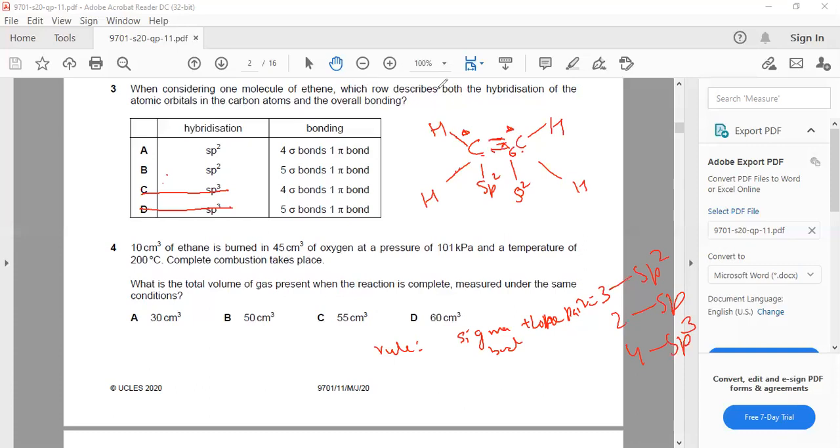Okay, how many sigma bonds are there? One. All single bonds are sigma. 2, 3, 4. In a double bond there is one sigma. 5 sigma bonds and one pi bond. There is one pi bond. 3b.